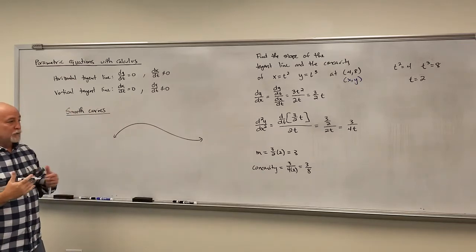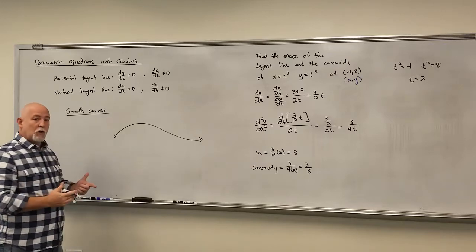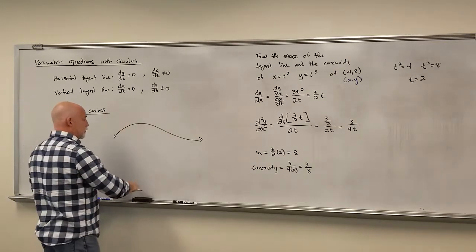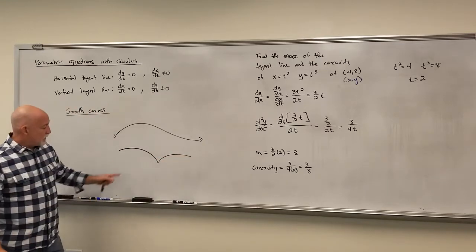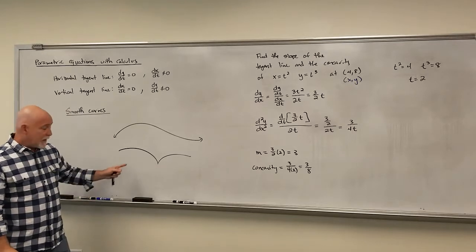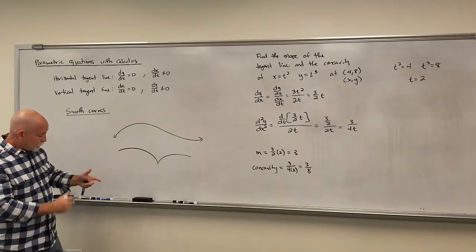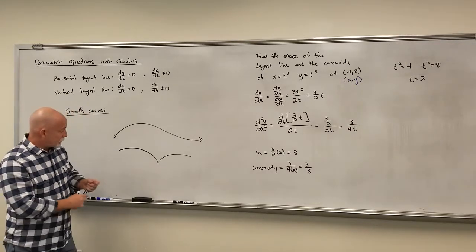The idea for a smooth curve, and you may have seen this in Calc 1, is the idea that a graph has no sharp points in it, right? This is nice and smooth, whereas a graph that kind of looks like that would not be smooth at that point because it's got a sharpness there. Well, what's happening at a sharp point? Well, notice in this picture, like the way we used to draw birds in first grade.